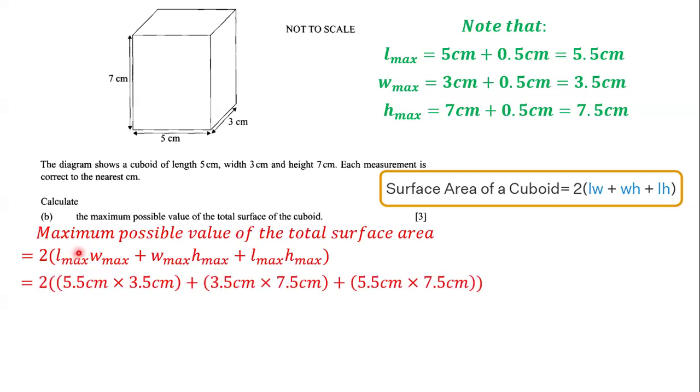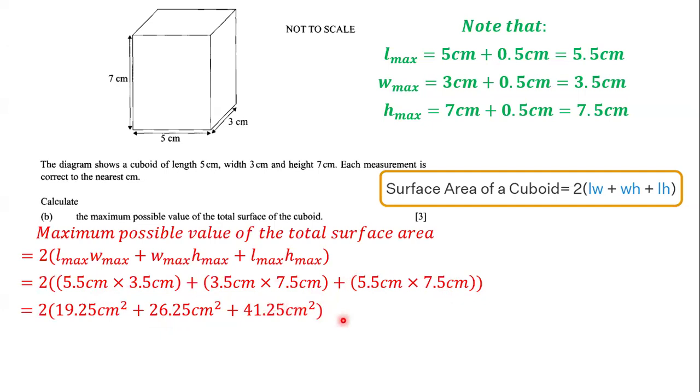The L max times the W max is going to be equal to 5.5 centimeters multiplied by 3.5 centimeters. The W max multiplied by the H max is equal to 3.5 centimeters multiplied by 7.5 centimeters. And the L max times the H max is going to be equal to 5.5 centimeters multiplied by 7.5 centimeters. And so what we have to do is we multiply these two. When we multiply these two, we get 19.25. When we multiply these two, we get 26.25. And when we multiply these two, we get 41.25.